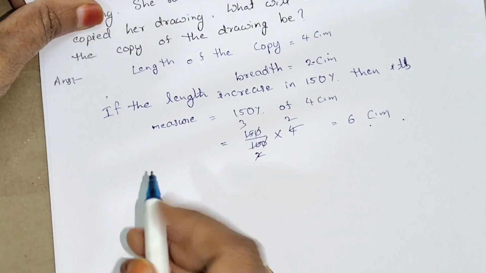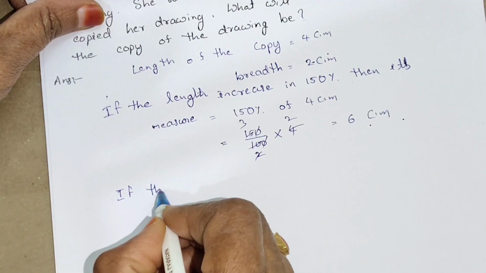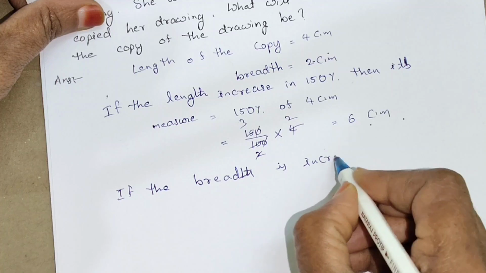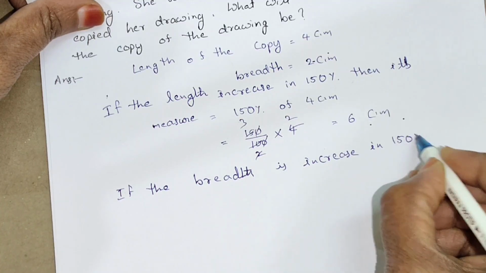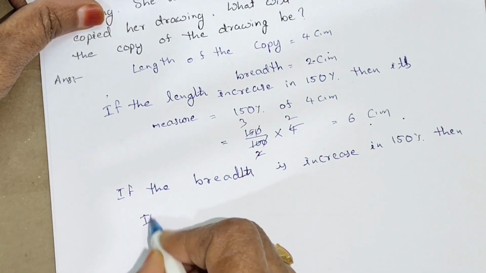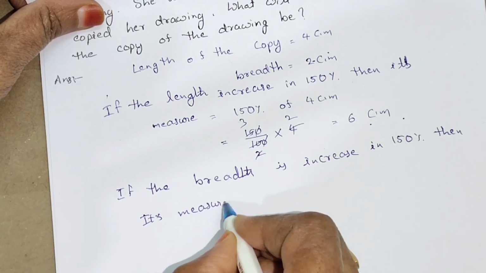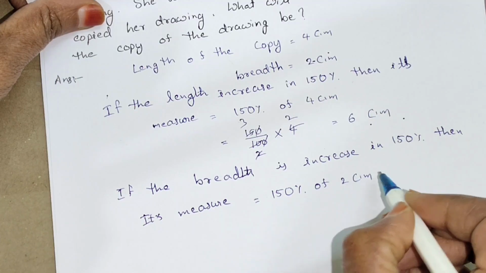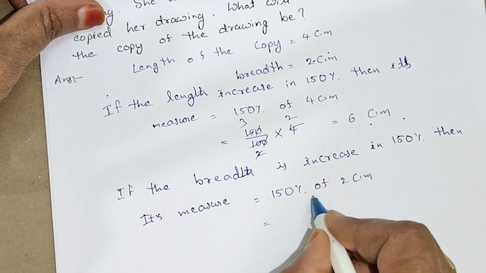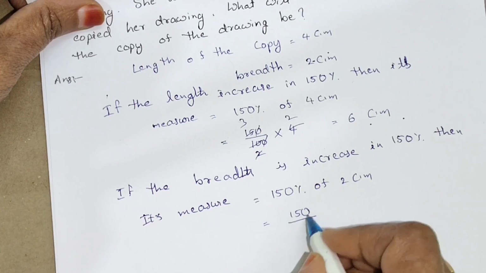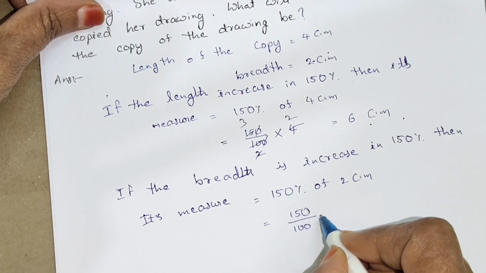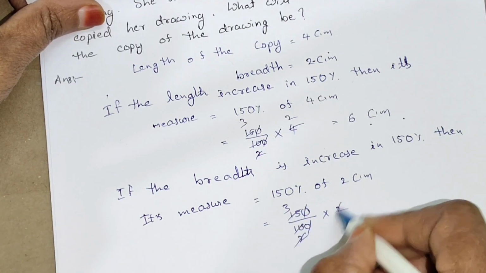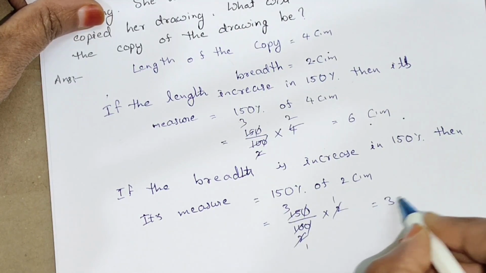Now here we find the breadth. If the breadth is increased in 150 percentage, then its measure. Here increasing after measuring is 150 percentage of 2 centimeters. Here breadth is 2 centimeters. So here reduce the percentage symbol: 150 by 100 into 2. 0 0 get cancelled. 5 2s are 10, 5 3s are 15, 2 1s are 2, 1 2 is 2. So here 3, that equal to 3 centimeters.